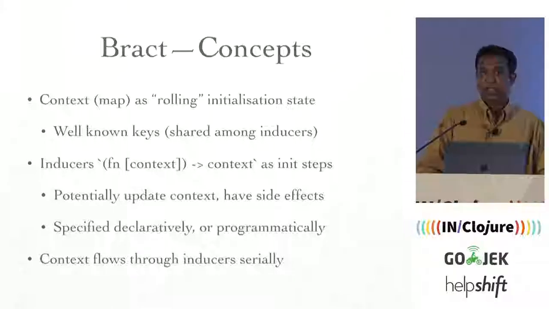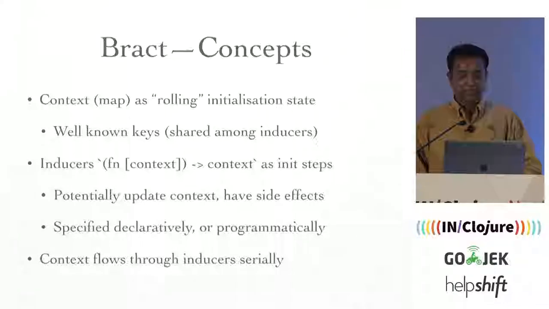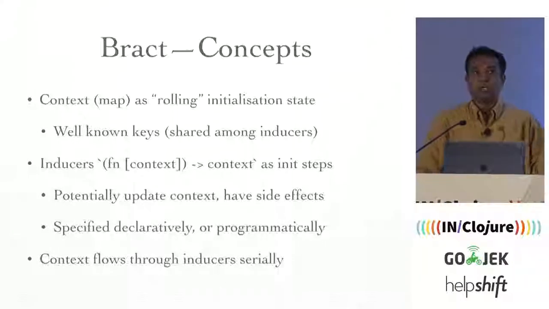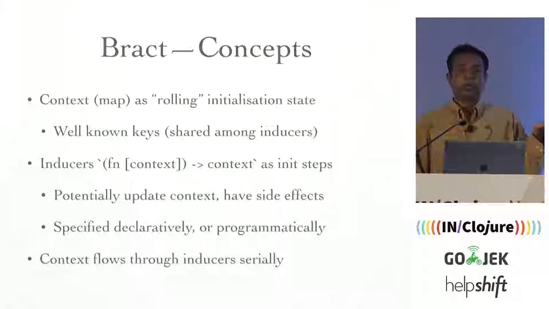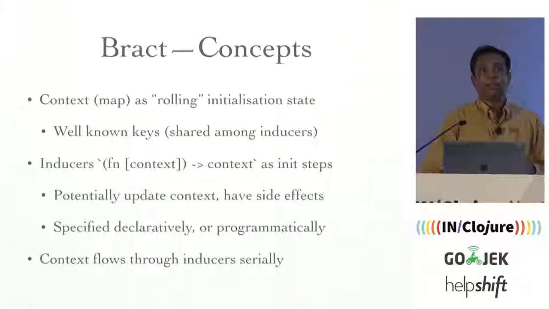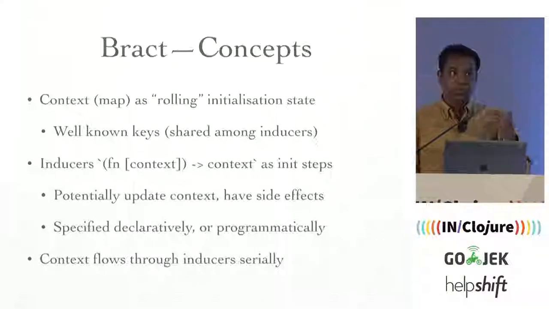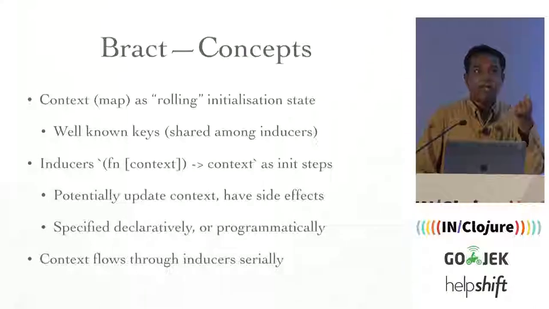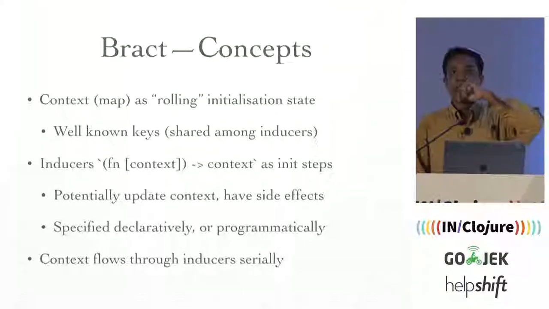And these inducers correspond with certain well-known keys within the context. For example, one inducer may produce a key called ring handler. And another inducer may apply some ring middleware to that handler, and both share the same key, and that is how the correspondence between different inducers happens.